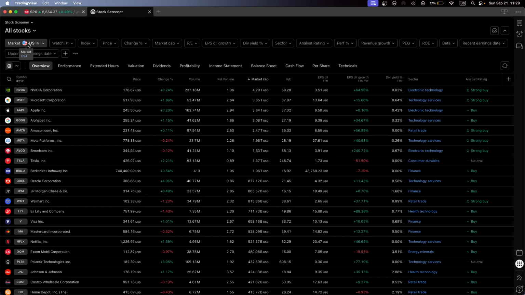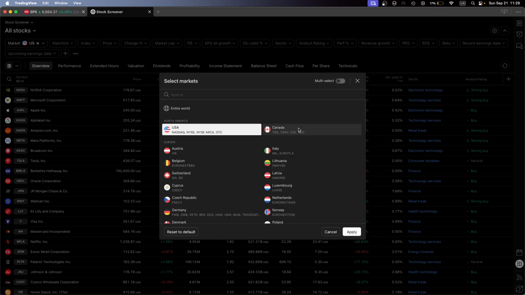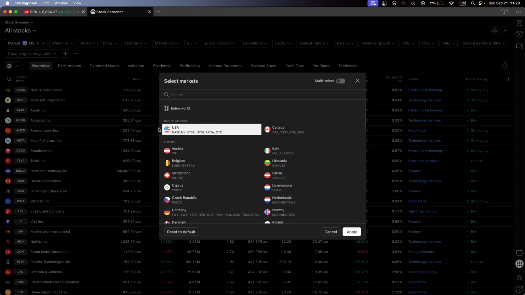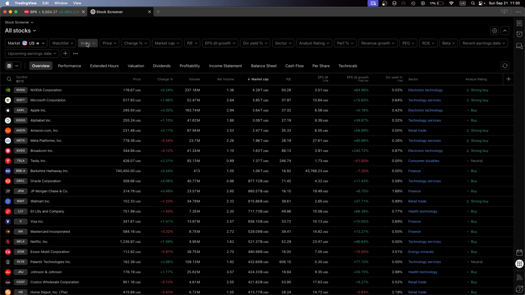So you can see market, you can choose depending on what market you want. You can choose USA, India, Germany, Japan, Canada, Hong Kong. And then if you want to choose a specific market, you can go to more markets, and then you can find your own country. Let's say I'm currently in Malaysia, so I'll choose Malaysia, and then depending on you. But today we'll just keep it simple. We'll keep it US. Click on apply, and here you have different kinds of filters, which I want to start from scratch.